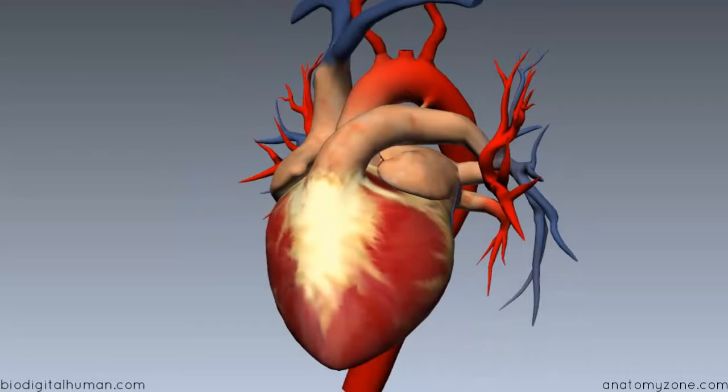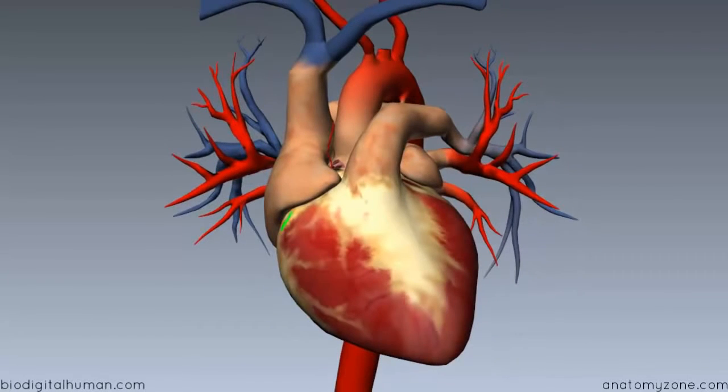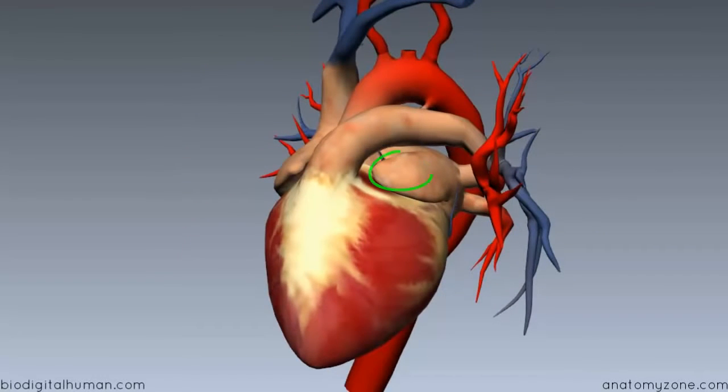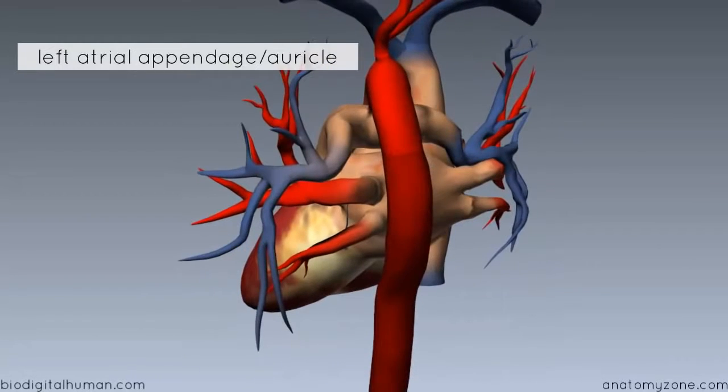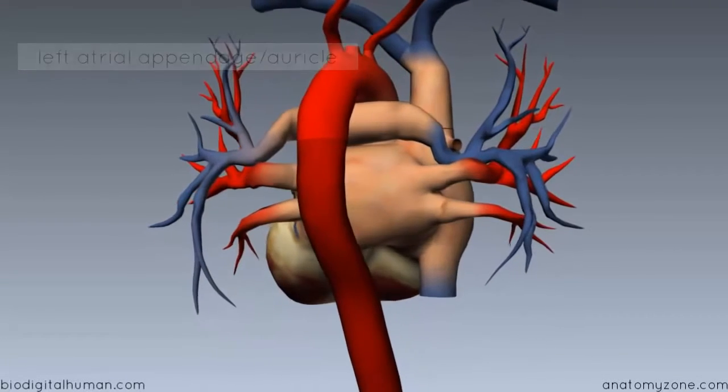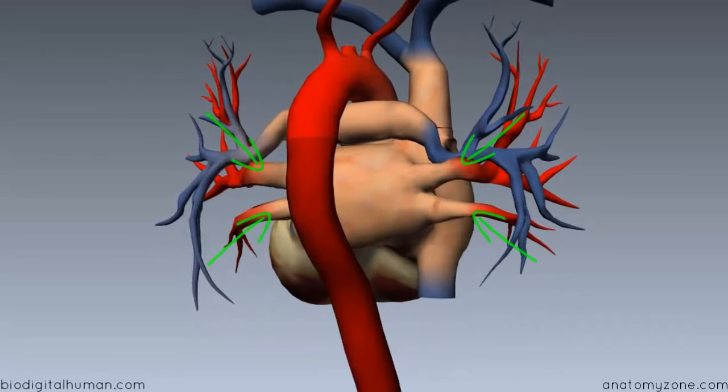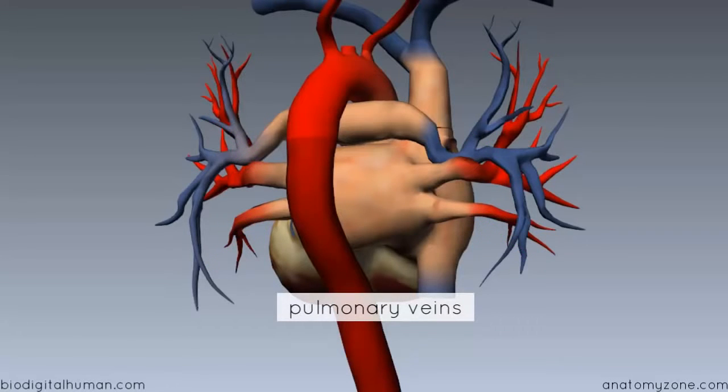So the left atrium, externally you can see this appendage here. Just like on the right side you've got the right atrial appendage or auricle, you've got the same on the left side. So you've got this left atrial appendage. And then if I rotate the model round posteriorly, you can see these 4 veins entering into the left atrium. These are the pulmonary veins, and they carry oxygenated blood from the lungs back into the left side of the heart.